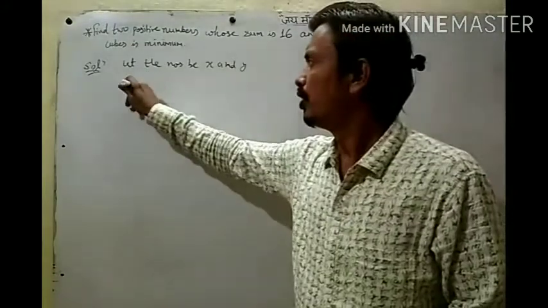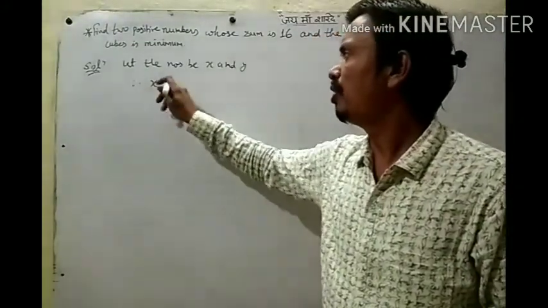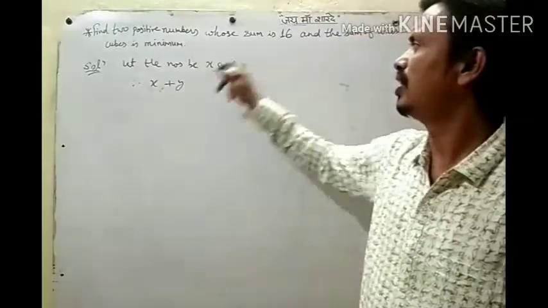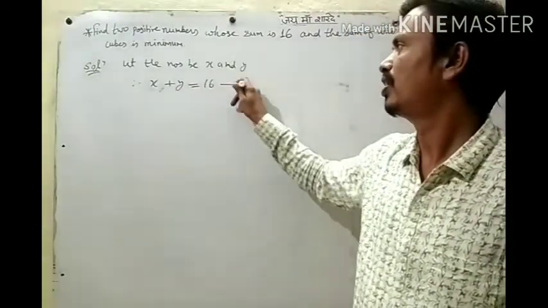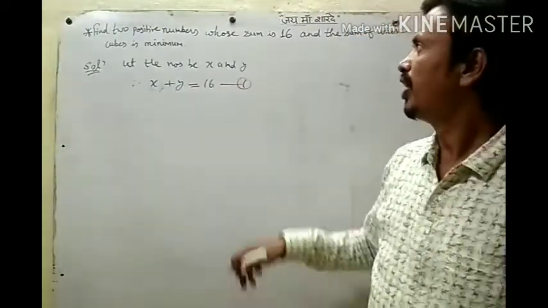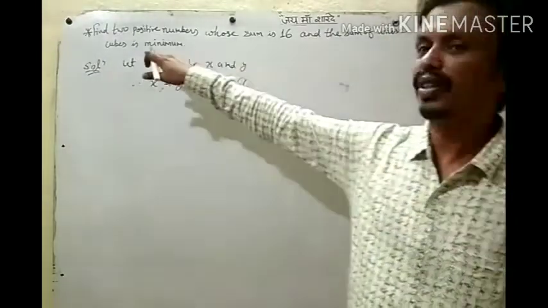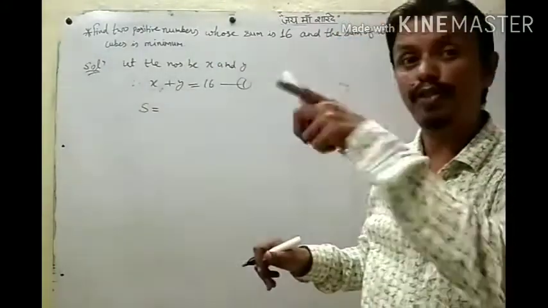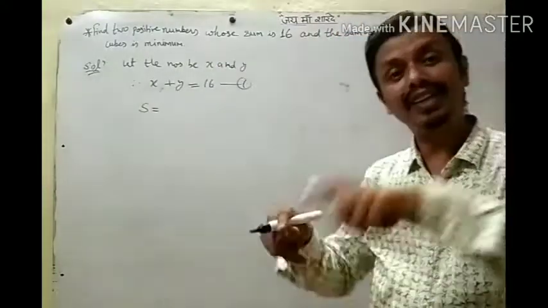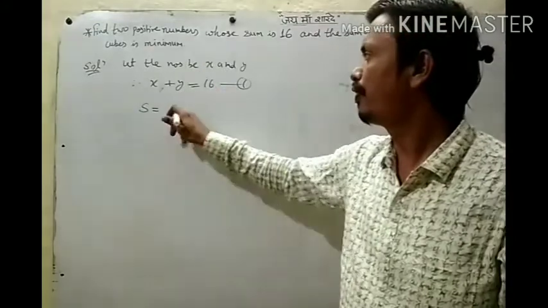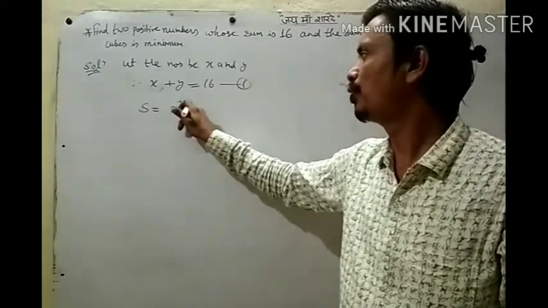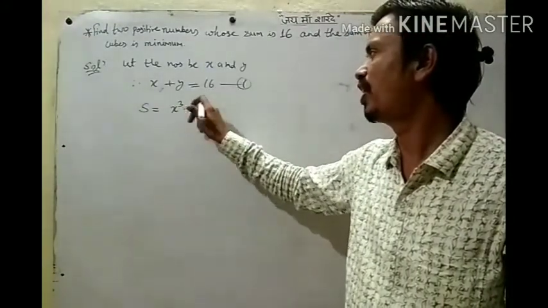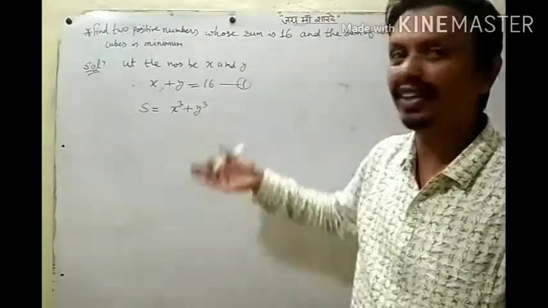So in this case, x plus y equal to 16, since the sum is 16. You can take this as the first equation. Then the sum of cubes is minimum. So suppose S is the sum of cubes. Sum of cubes: first take the cube and then take their sum. So sum of cubes means x cube plus y cube. First take the cube of x and y and then add them.